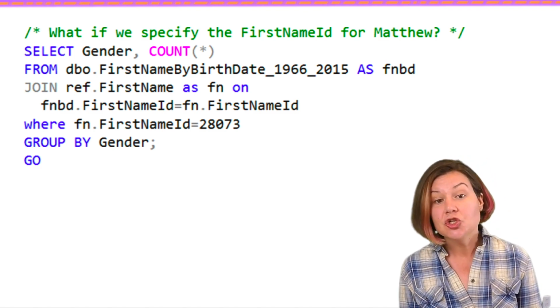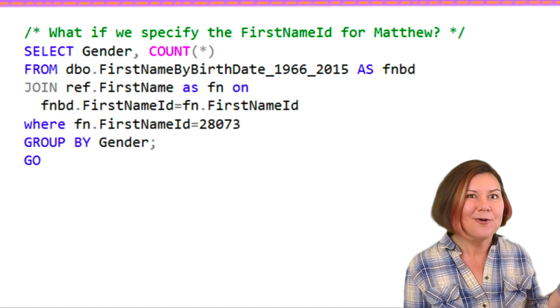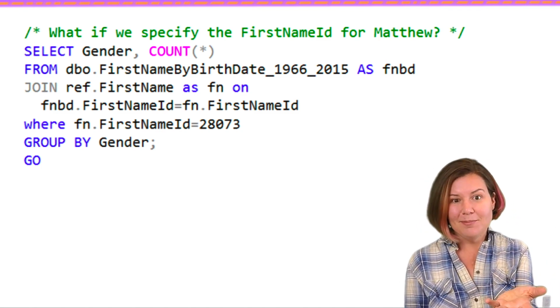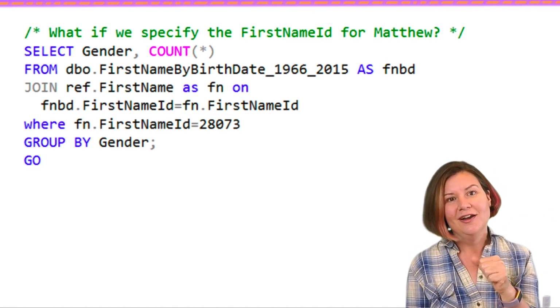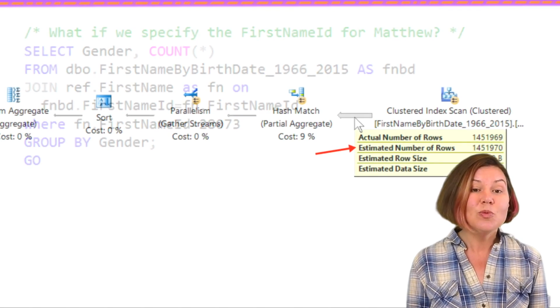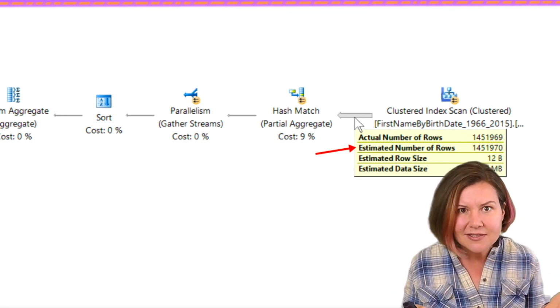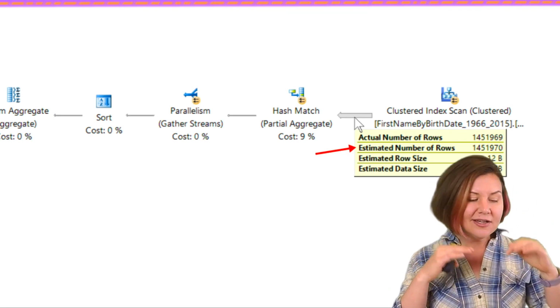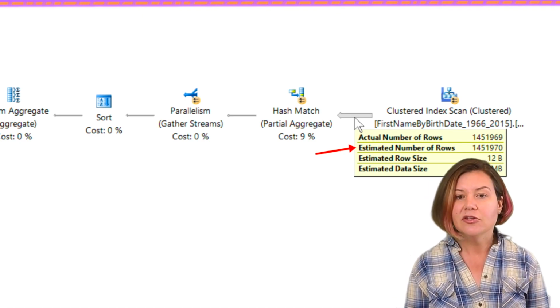When I changed the query, essentially what I did was I ran a query ahead of time myself and looked up Matthew's first name ID. I did the data access for SQL Server, and then I put the first name ID in the query. Armed with this information, it said, oh, hey, I've got a statistic on that first name ID. I can look at the histogram. I've got a great estimate for Matthew.